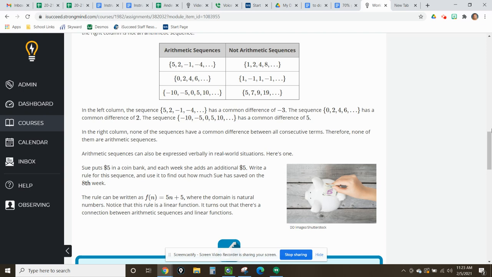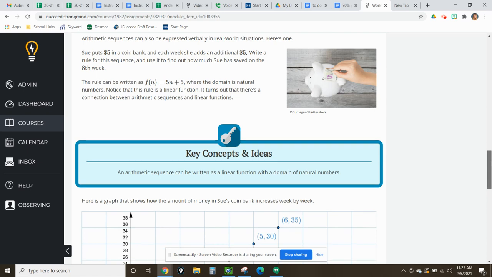Okay, so let's look at this example here. Sue puts $5 in a coin bank, and each week she adds an additional $5. Write a rule for this sequence and use it to find out how much Sue has saved on the 8th week. Okay, so they wrote it as a function for you, 5n plus 5. The n is how many weeks she's saving. She started by putting $5 in the coin bank. That was her initial starting spot. That's why there's this plus 5 here, because on week 0, she would have $5.